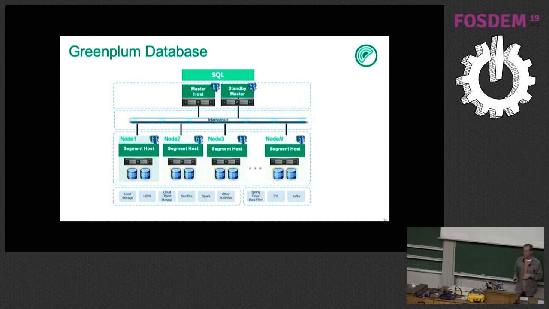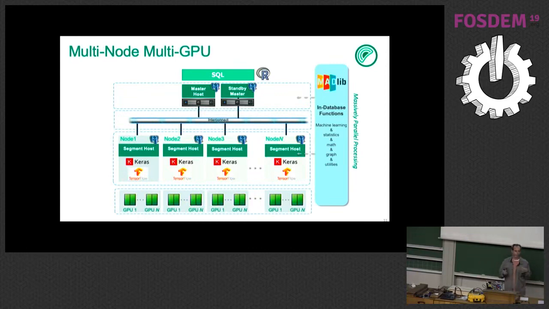So what we would like to do is add deep learning to that architecture. So this is the approach that we've taken. We want to be able to attach worker nodes, GPUs, to these segments to take advantage of all the great things that GPUs can do. And we also want to run deep learning libraries on the worker nodes.